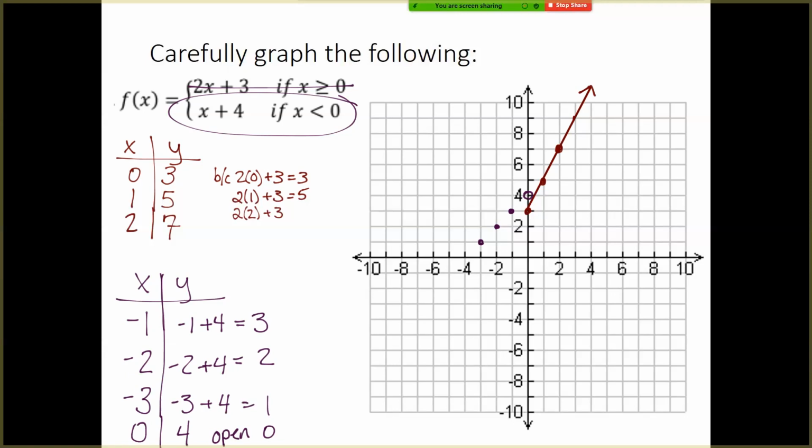Which way will my arrow go in this case? Down. It's going to continue down this way to the left forever and ever and ever. So here at 0, we have that point of discontinuity. They're not meeting in the middle. They're starting at 2 different points or ending, however you will look at it. So that would be my final graph. Kind of looks funny because you're not used to it.